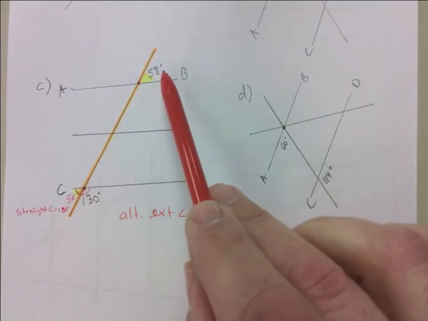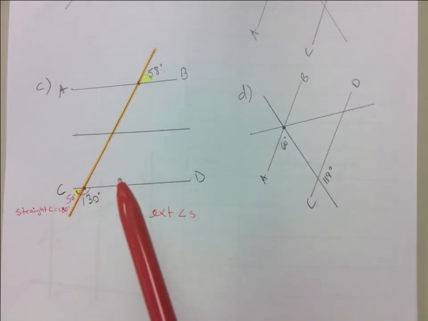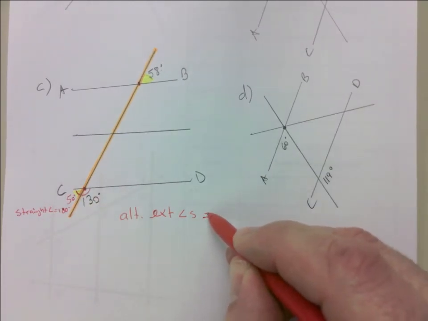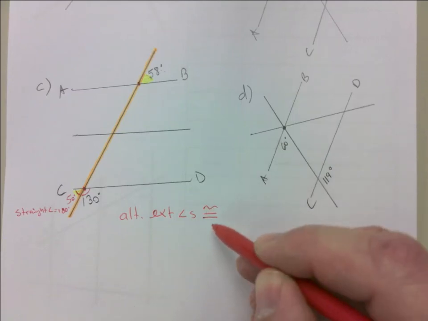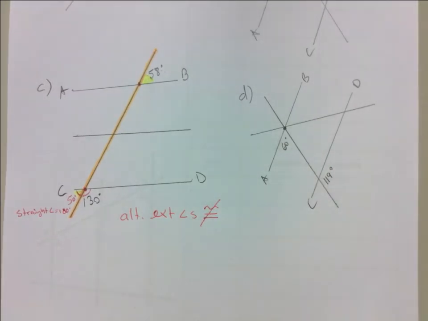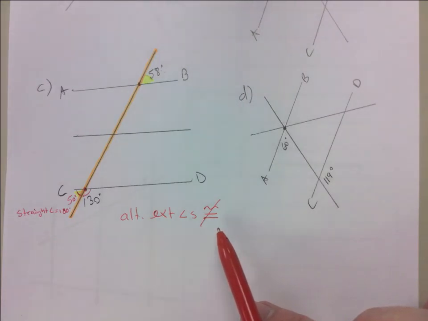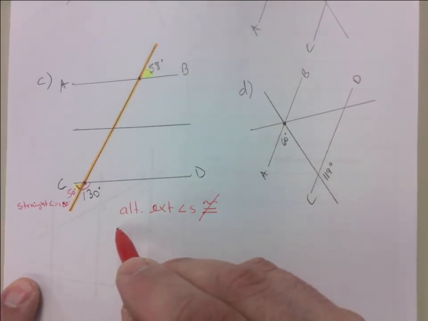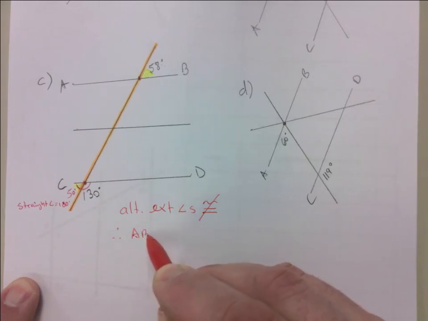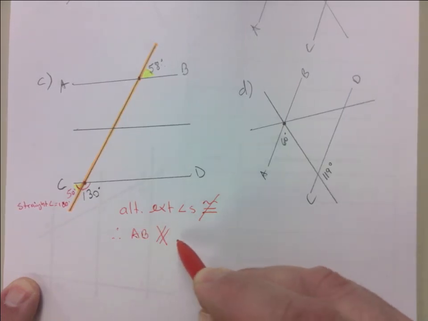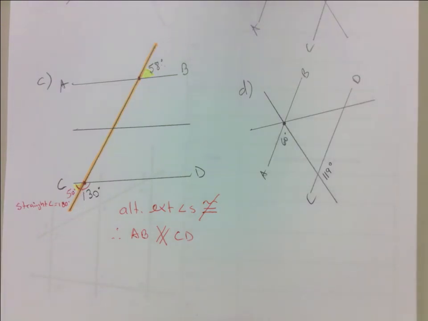Are they the same in this case? They're not. So what we do is we use that congruent symbol, but we cross it out. If you don't like the symbol, you can just write they're not the same. I'm okay with that. Alternate exterior angles are not equal, they're not the same. Therefore, what are we going to say? AB is not parallel to CD. So if you like symbols, it's actually not a whole lot of writing that you will have to do.